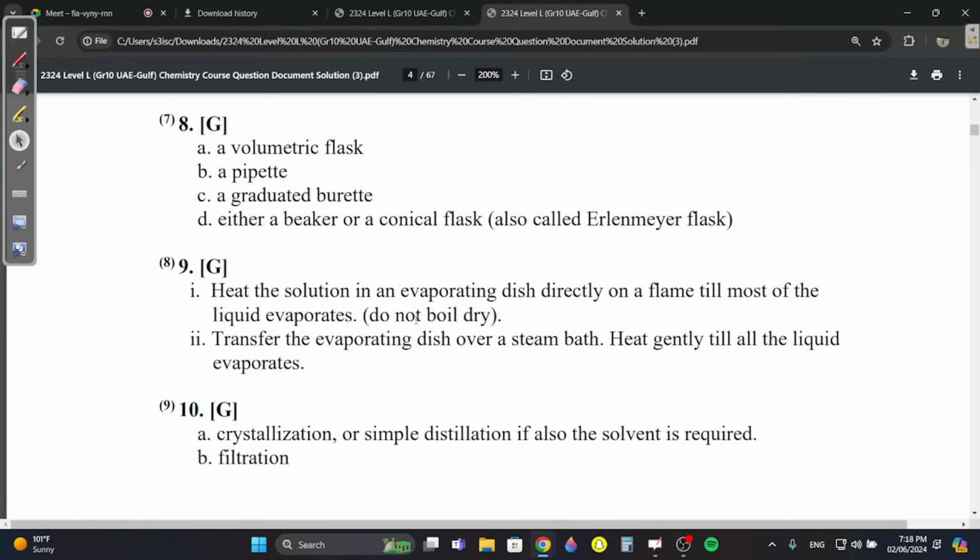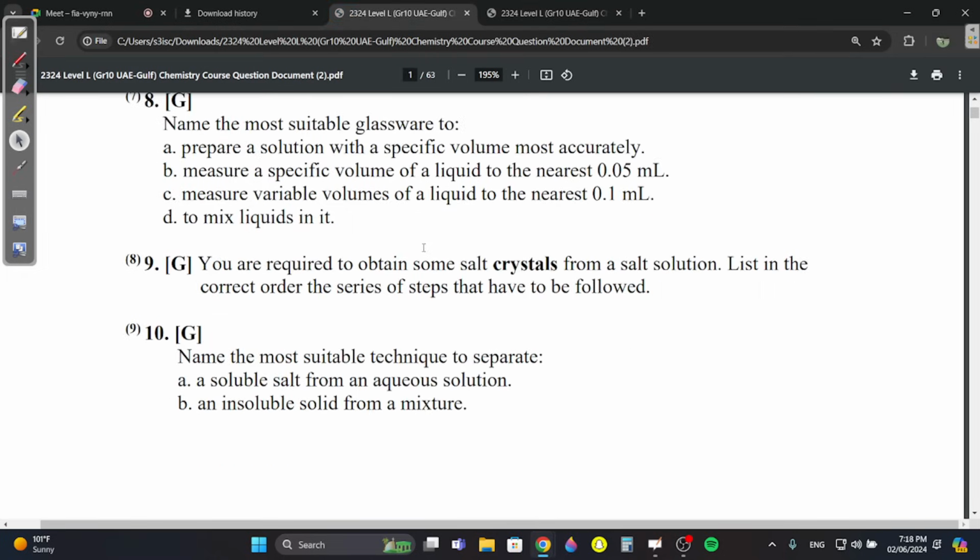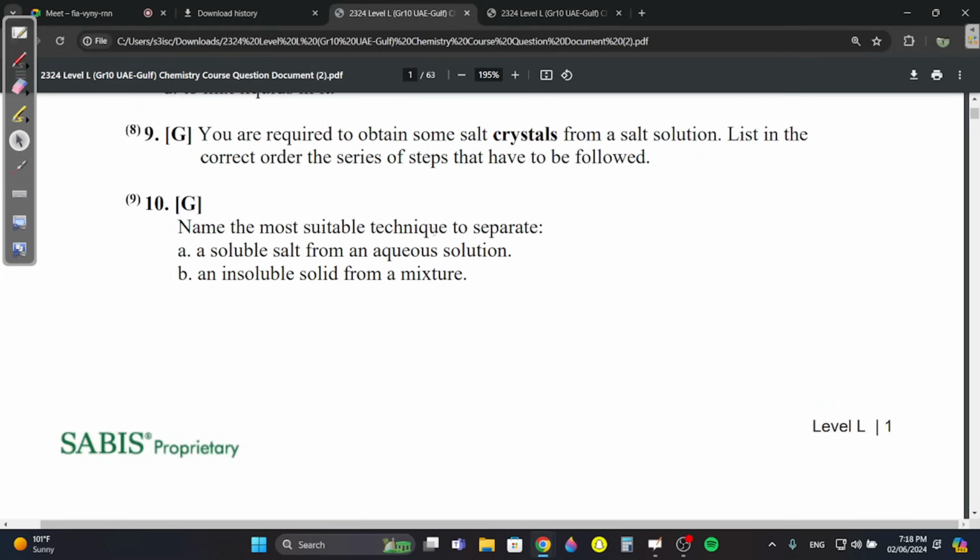So after you heat it until only some of the liquid is left, most of the liquid evaporates, you transfer it to a water bath. Now on the water bath you can heat it until all the liquid evaporates. So step 1 is to place an evaporating dish, heat over a flame, and wait until most of the liquid evaporates. Step 2, transfer to a steam bath and evaporate all the liquid.